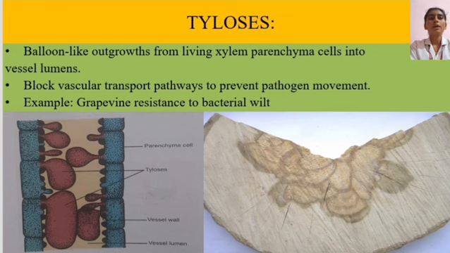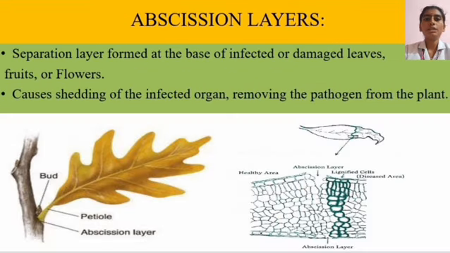Tylose formation. Inside the plant, water moves through tiny tubes called xylem vessels. Think of them like water pipes in a building. When a pathogen tries to spread through these pipes, the plant forms tyloses. These are balloon-like outgrowths from neighboring parenchyma cells that push into the xylem vessel. This balloon structure completely blocks the xylem, so the pathogen cannot move easily from one place to another through the vascular system.